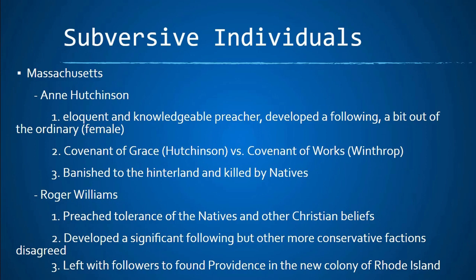Hutchinson would be put on trial for preaching heresy, and she defended herself well, but in the end, she was banished from Puritan communities. And later on, she was caught in the crossfire of a war between New Netherland and local Native American tribes, and she was killed.